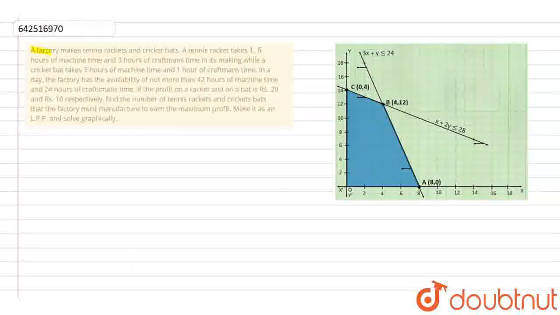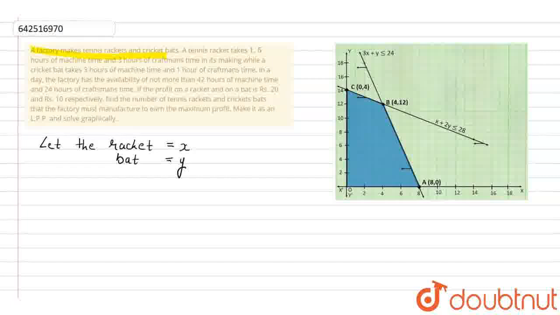In this question, it is given that a factory makes a tennis racket and a cricket bat. A tennis racket takes 1.5 hours of machine time and 3 hours of craftsman time. So let the tennis racket, that is let the racket, be equal to X. Now in the same question, it also says that the cricket bat takes 3 hours of machine time and 1 hour of craftsman time. So let the bat be equal to Y.